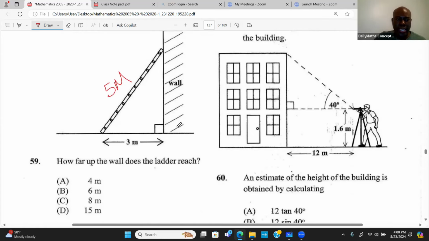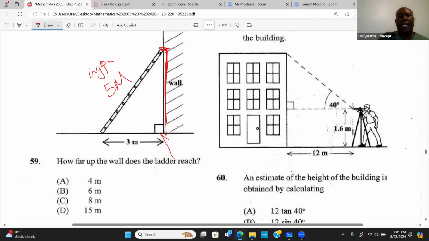So here's what the question really wants. It says, how far up the wall is the ladder? In other words, I want to find this distance here all the way down to the ground. Again, I have three sides, right? This is a 90 degree right here, which means this is the hypotenuse side. And if I have two sides to find the third, then it's Pythagorean theorem.